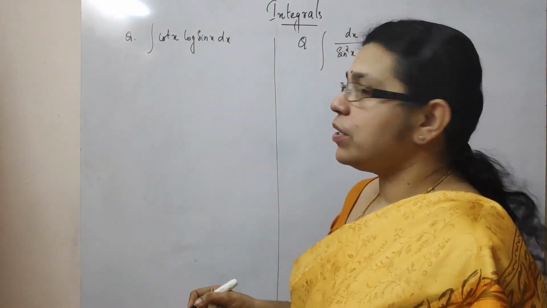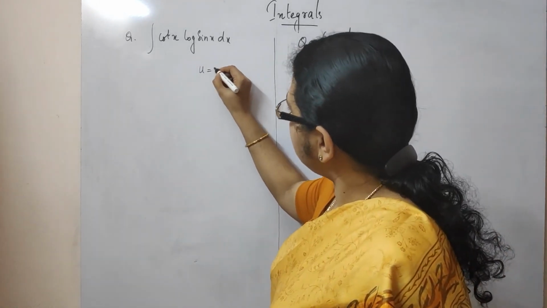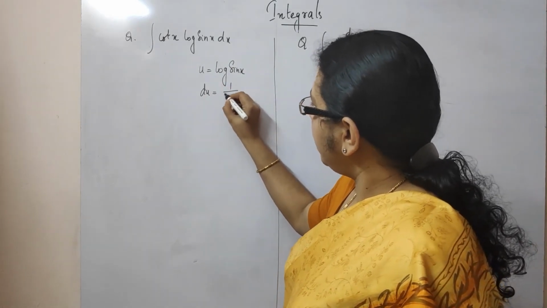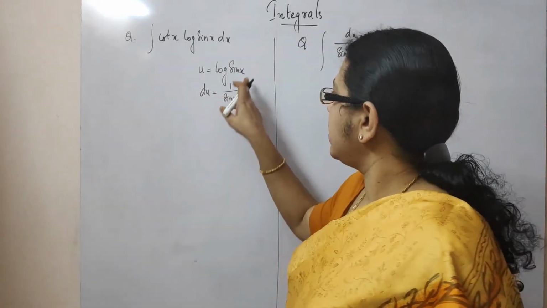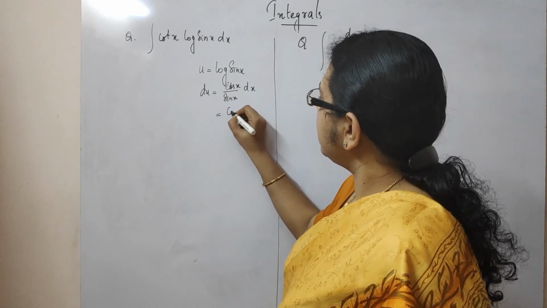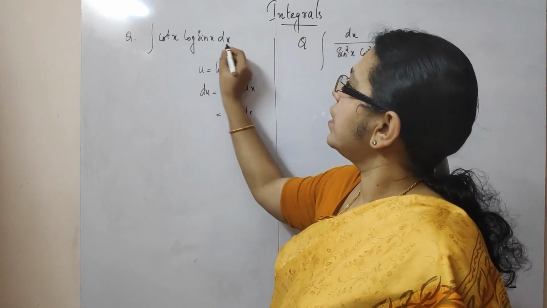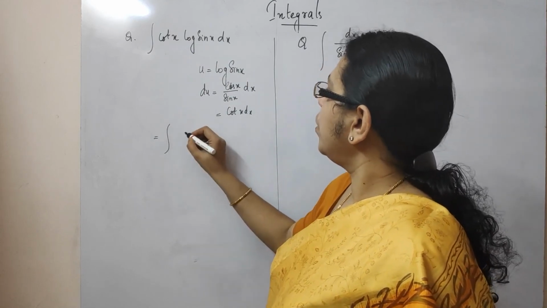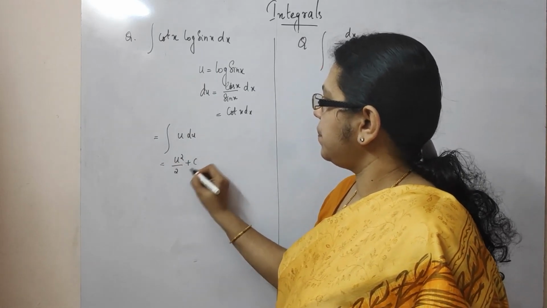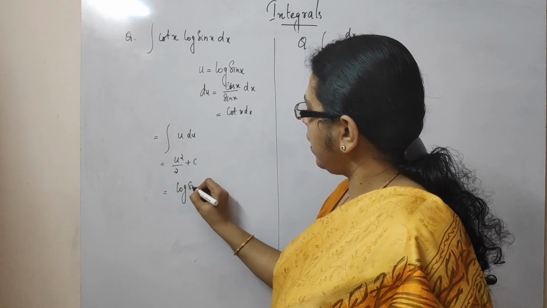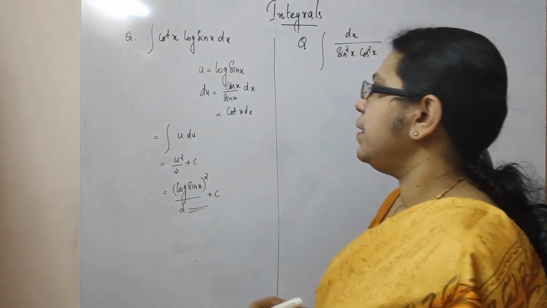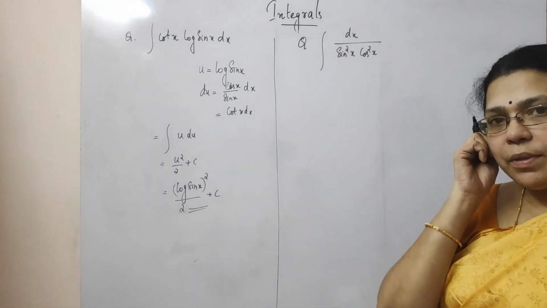Now let's see another question. Integral of cot x into log sin x into dx. I substitute u is equal to log of sin x. So what do you get du as? 1 by sin x, the derivative of log of sin x is 1 by sin x, and that of sin x is cos x into dx. Now, what is cos x by sin x? That is cot x dx. Now you have cot x dx here. I can rewrite this as integral of u into du. That is u square by 2 plus c. That is, u is log of sin x, so the whole square by 2 plus c. Am I clear?